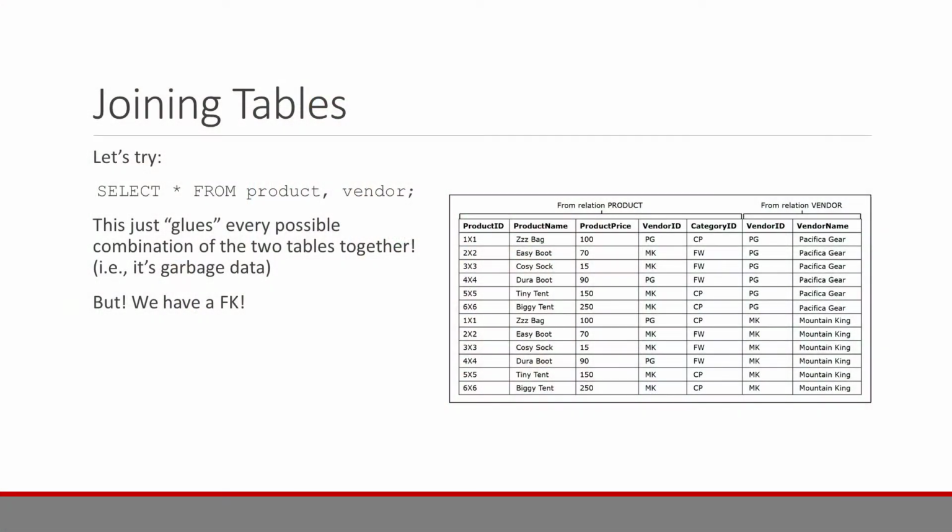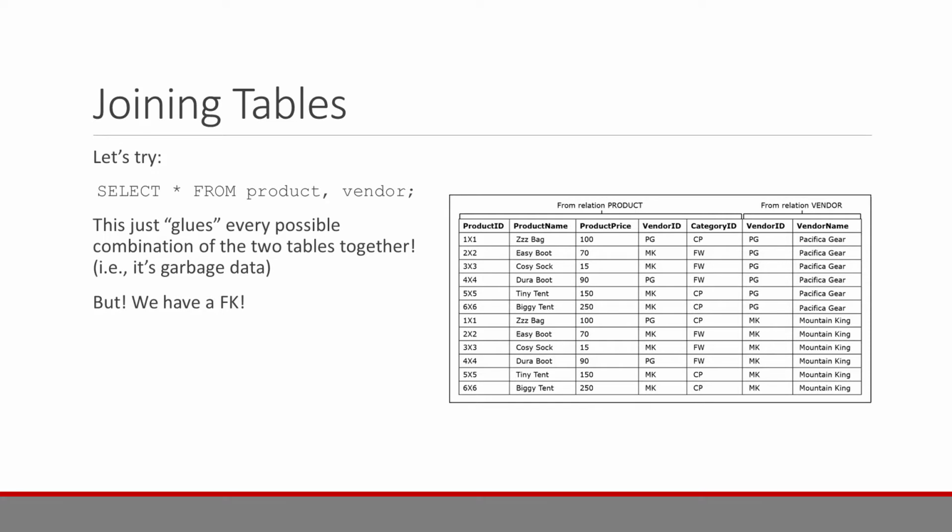Let's consider an example where we want to have all the information about each product, and then we also want the name of the vendor that supplies it instead of just the foreign key. The obvious first guess would be to say that you want to select everything from the product and the vendor table. The syntax for this would be select star from product, vendor.